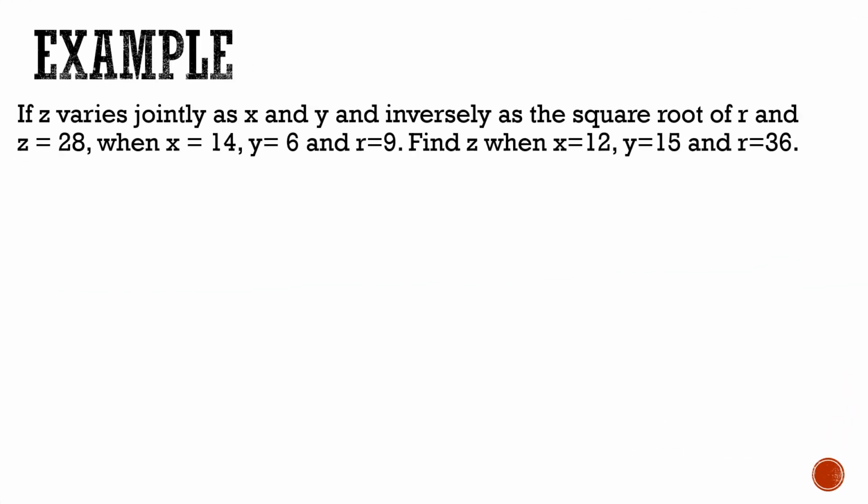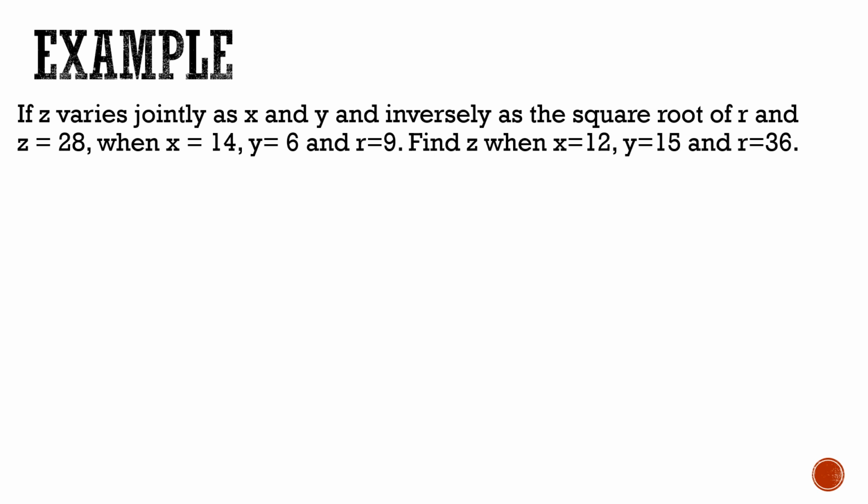Example number 3. If z varies jointly as x and y and inversely as the square root of r, and z is equal to 28 when x equals 14, y equals 6, and r equals 9, find z when x is 12, y is 15, and r equals 36. So this example is an example of a combined variation, a combination of a joint variation and an inverse variation.